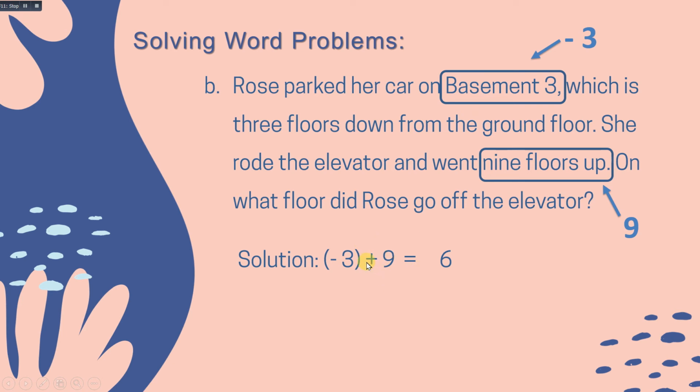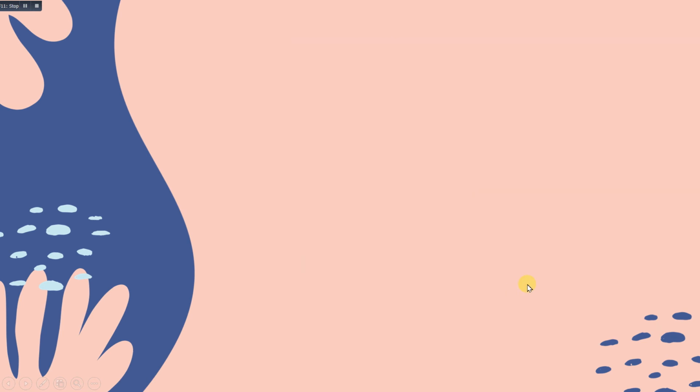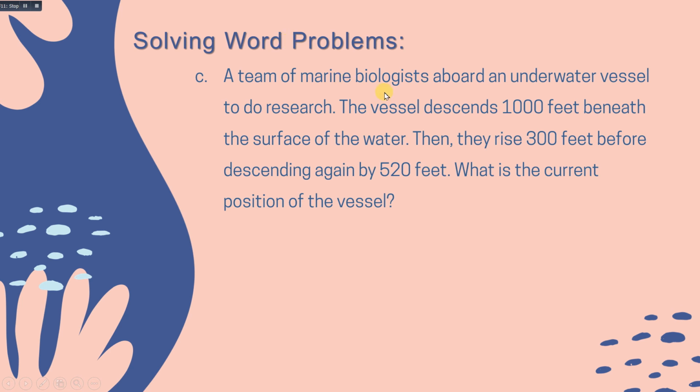Another word problem. A team of marine biologists aboard an underwater vessel do research. The vessel descends 1,000 feet beneath the surface of the water. Then they rise 300 feet before descending again by 520 feet. What is the position of the vessel? So, find the given values here in the problem, and I would represent that as descends 1,000 feet. Okay, this will be my value of negative 1,000 since descend is pertaining to a negative sign.